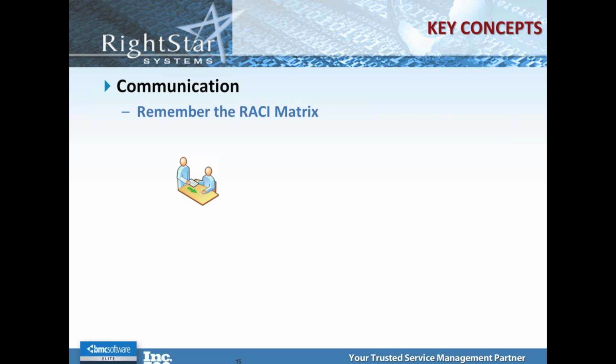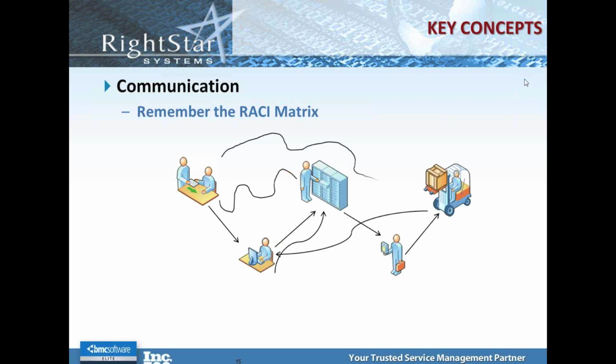Some of the key concepts. We remember from the beginning when we talked about the RACI matrix that communication is important, or we can identify paths of communication using the RACI matrix. It is, I would say, even more important in service operation because there are so many parties involved.